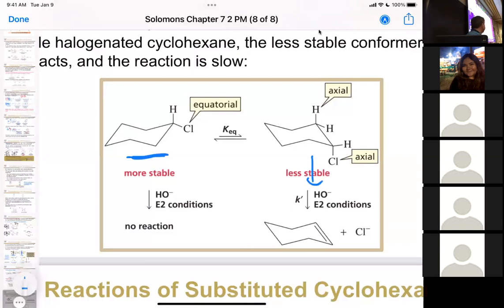Is this a fast reaction or a slow reaction? It would be slow, right? Because it spends more of its time in this than in this. So 10% of the time, it's in the position where it'll actually react. 90% of the time, it can't react. 10% of the time, it can react, and then when it can react, it does. So you have to wait for that second chair formation to get it to form.